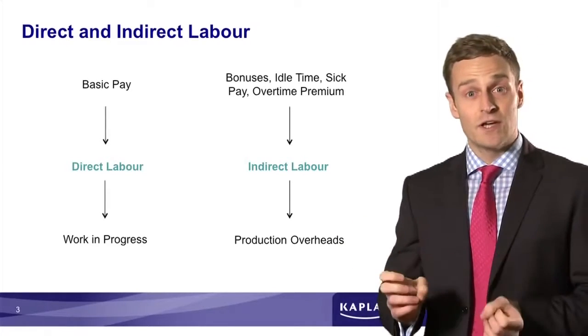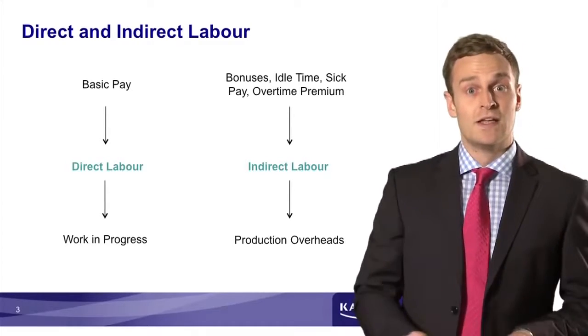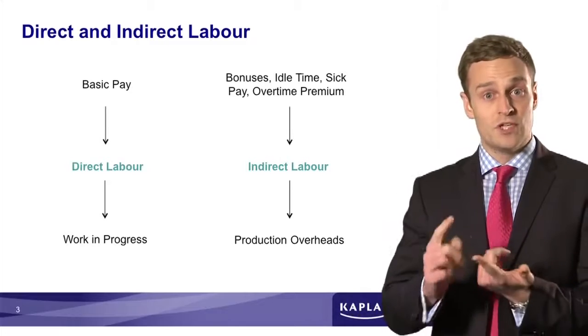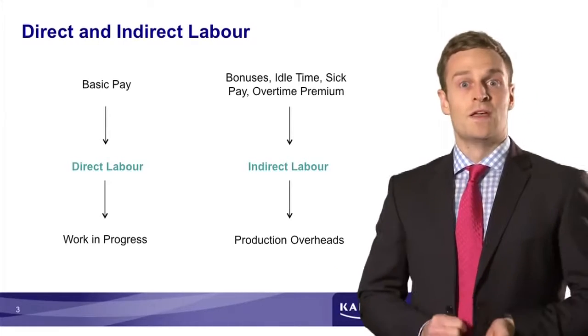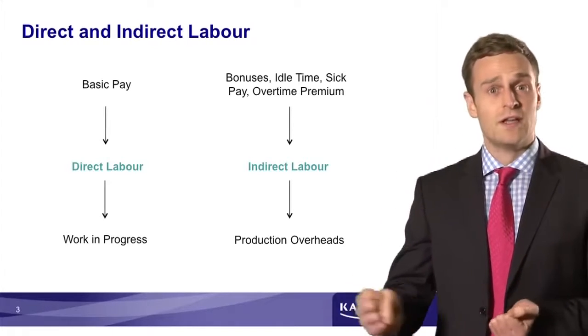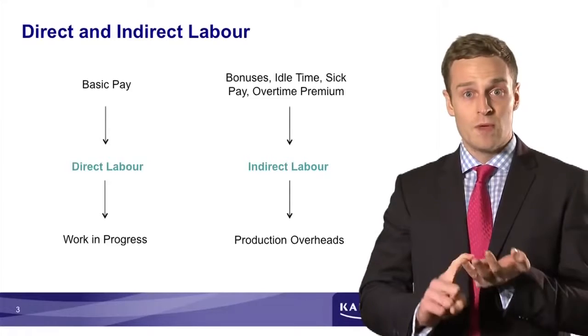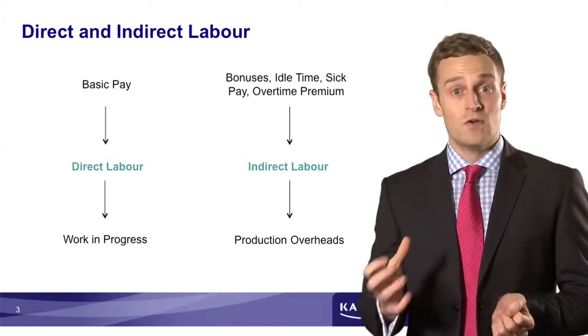On the other hand, we've got our indirect labour. And this is made up of things like your sick pay, idle time. So if you've got a machine that's broken and your staff can't work, that is called idle time. You've got your bonuses in there as well, any bonuses you pay your staff in the period, and also any overtime premium. So that little extra bit that you need to pay your staff if they've worked overtime.